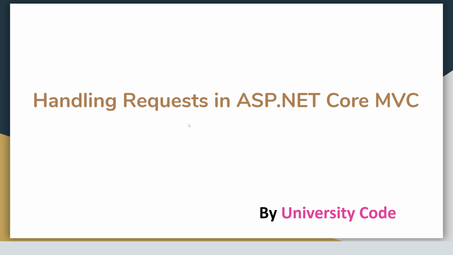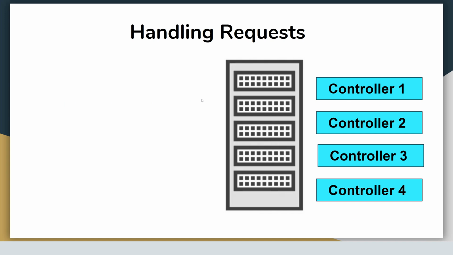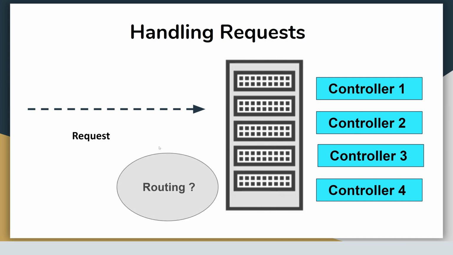In this section, I will explain routing in ASP.NET Core MVC. In our application, we have different controllers, and we receive the request. So MVC Core will map the request and choose which controller: controller 1, controller 2, or controller 3. And this is the routing.